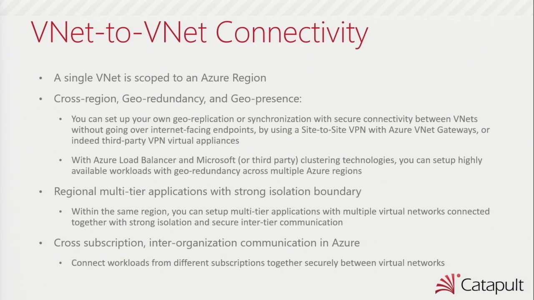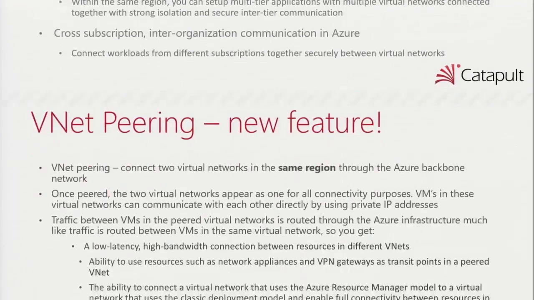Regional multi-tier applications with strong isolation boundaries. So within the same region, you can set up multi-tier applications with multiple virtual networks, all connected together, and you can ensure strong isolation and secure interconnectivity between those VNets. And cross-subscription inter-organization communication. So you can connect workloads from different subscriptions between different virtual networks if you want.